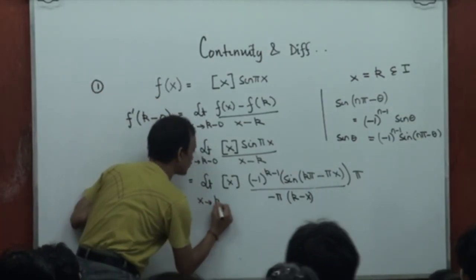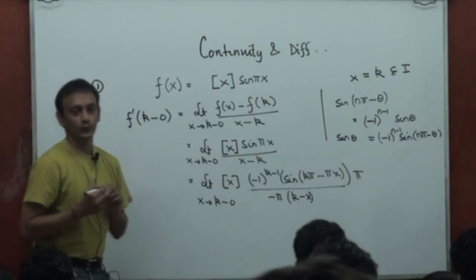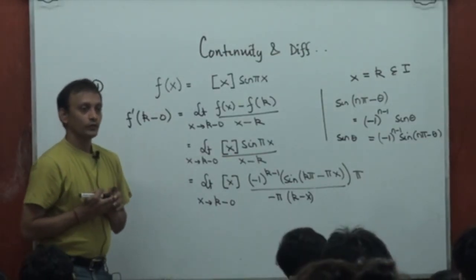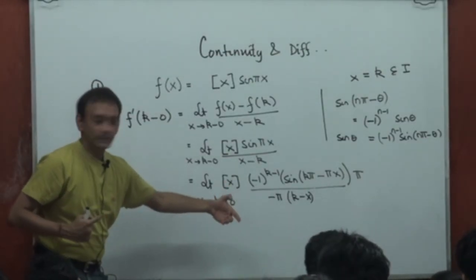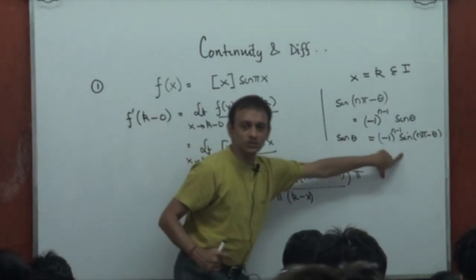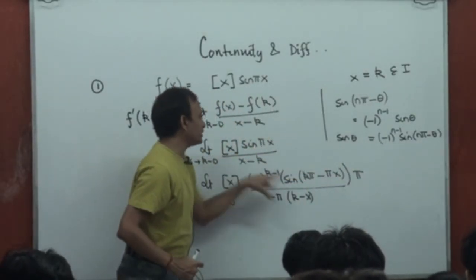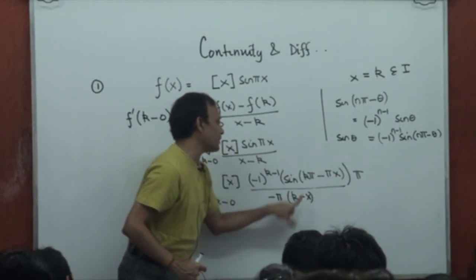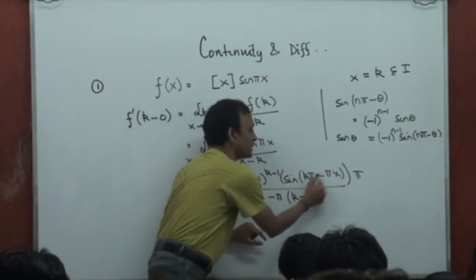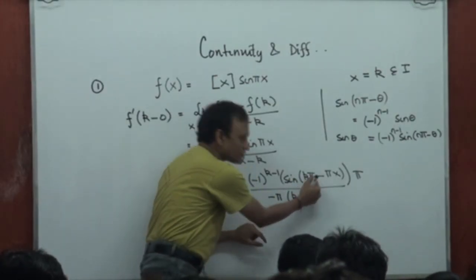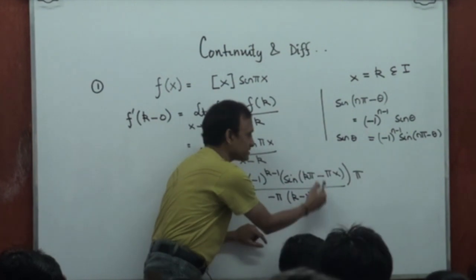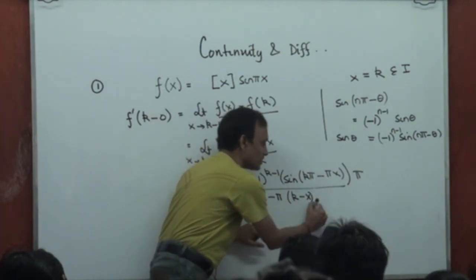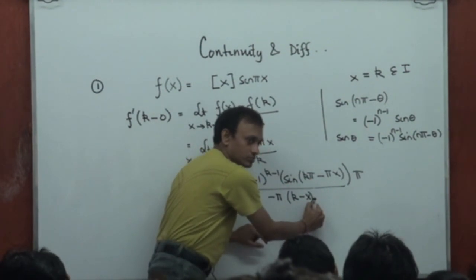X tends to k from the less than k side. Yes or no? You know why we carried out this transformation? So that I could bring it to the form sine theta by theta as theta tends to 0. This is k into pi minus x, pi into k minus x. So sine theta by theta as theta tends to 0. Right?